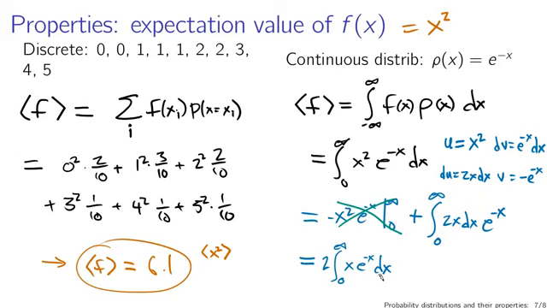And this integral, you hopefully remember because we just did it. This integral was equal to 1. That was what we did on the last page. So this overall is going to equal 2. So the expected value of x squared under this continuous probability distribution is 2.